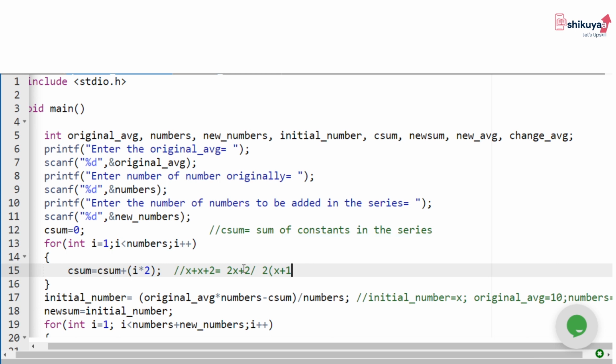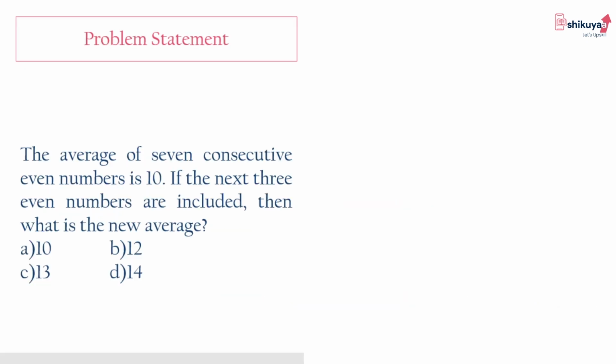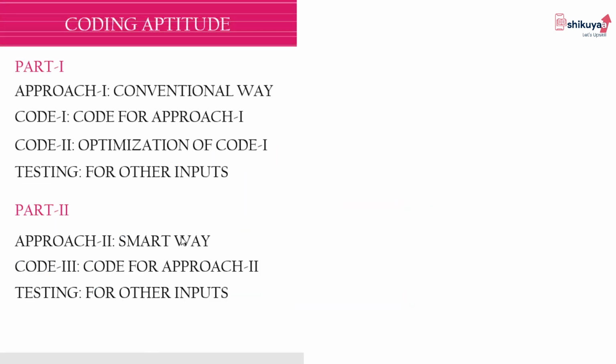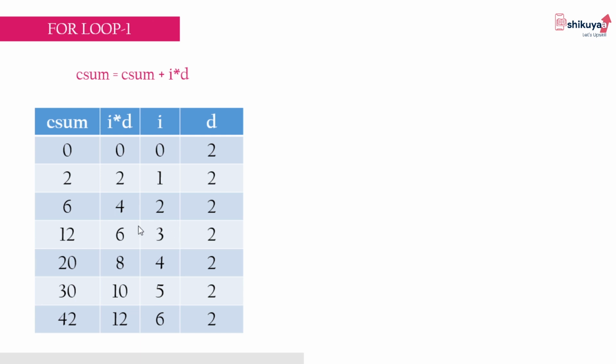So instead of going into this kind of thing, let us try to understand what I have done. Let's go to the table now. Here we have a table for loop 1. What we are doing is, look at this, C sum is equal to C sum plus I into D. The difference between these two terms is 2 here, correct? So every time this difference is 2.